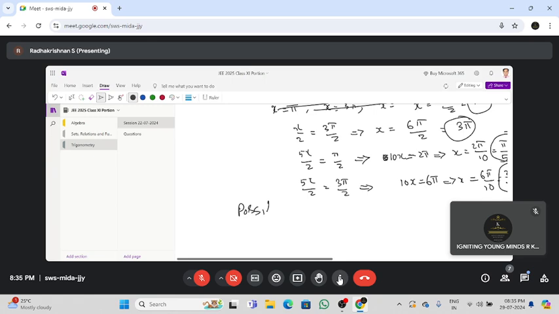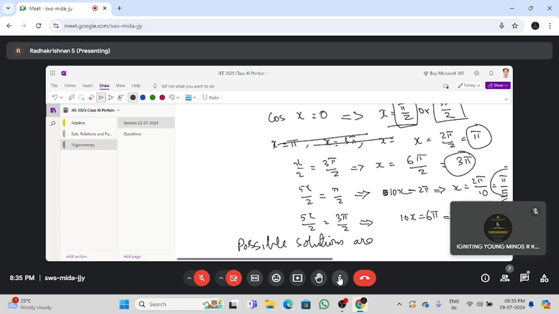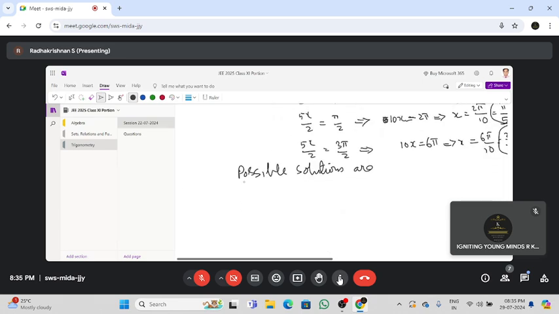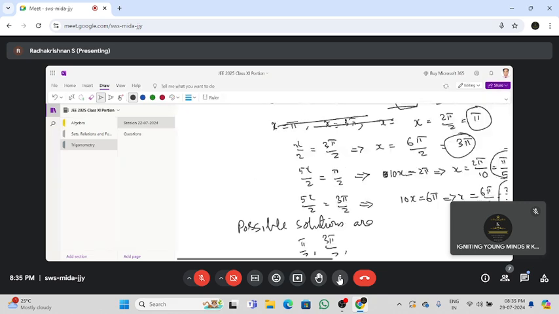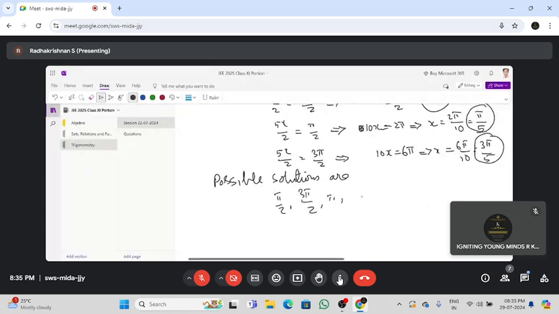I'll write the possible solutions, or possible values of x: pi by 2, 3 pi by 2, pi. 3 pi is not there, because it is not in the range 0 to 2 pi, so I am excluding that. Pi by 5, 3 pi by 5.